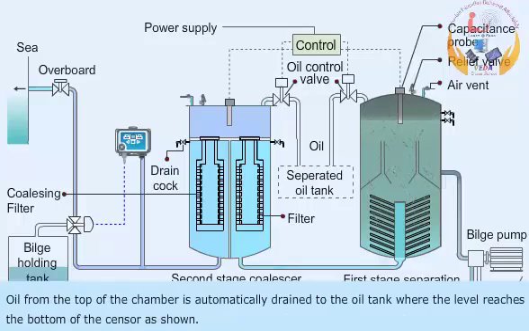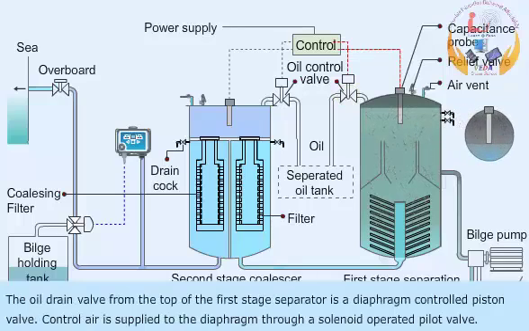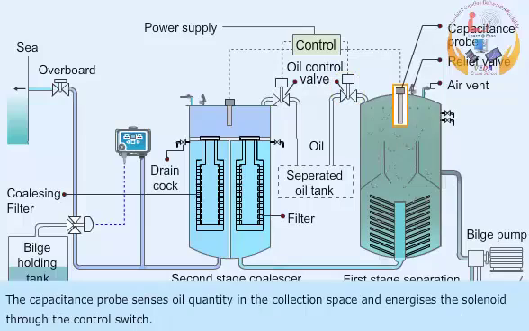Oil from the top of the chamber is automatically drained to the oil tank, when the level reaches the bottom of the sensor as shown. The oil drain valve from the top of the first stage separator is a diaphragm-controlled piston valve. Control air is supplied to the diaphragm through a solenoid-operated pilot valve. The capacitance probe senses oil quantity in the collection space and energizes the solenoid through the control switch.